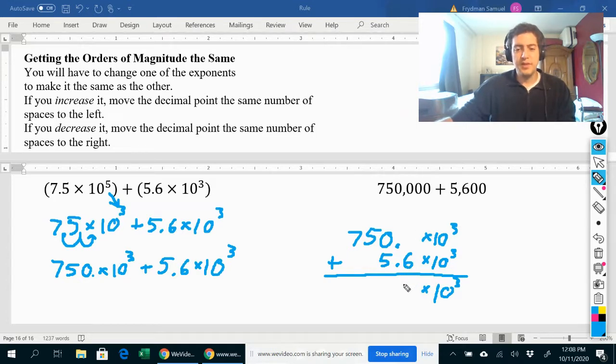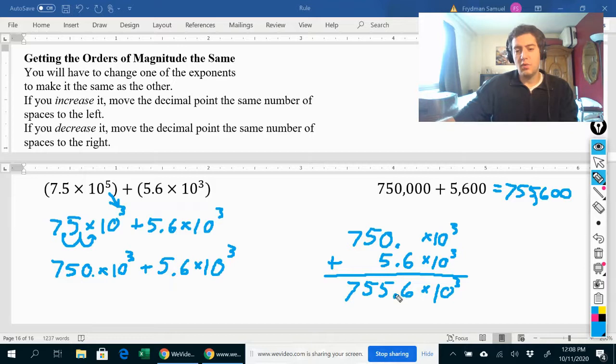So we have nothing plus 6 is 6. Keep the decimal. 0 plus 5 is 5. 5 plus nothing is 5. And 7 plus nothing is 7. So is this the same answer that we got before? Remember, the answer should have been, at least in standard form, 755,600. Well, actually, we do get that.